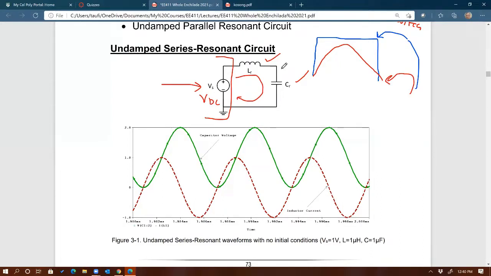Well, because you have 2 energy storage components, and they take turns storing and releasing energy. At some point in time, we are storing energy in the inductor, and the capacitor is discharging this way. Then at some other time, the inductor reverses: now the inductor is releasing its energy and charging the cap, while the cap is charging.